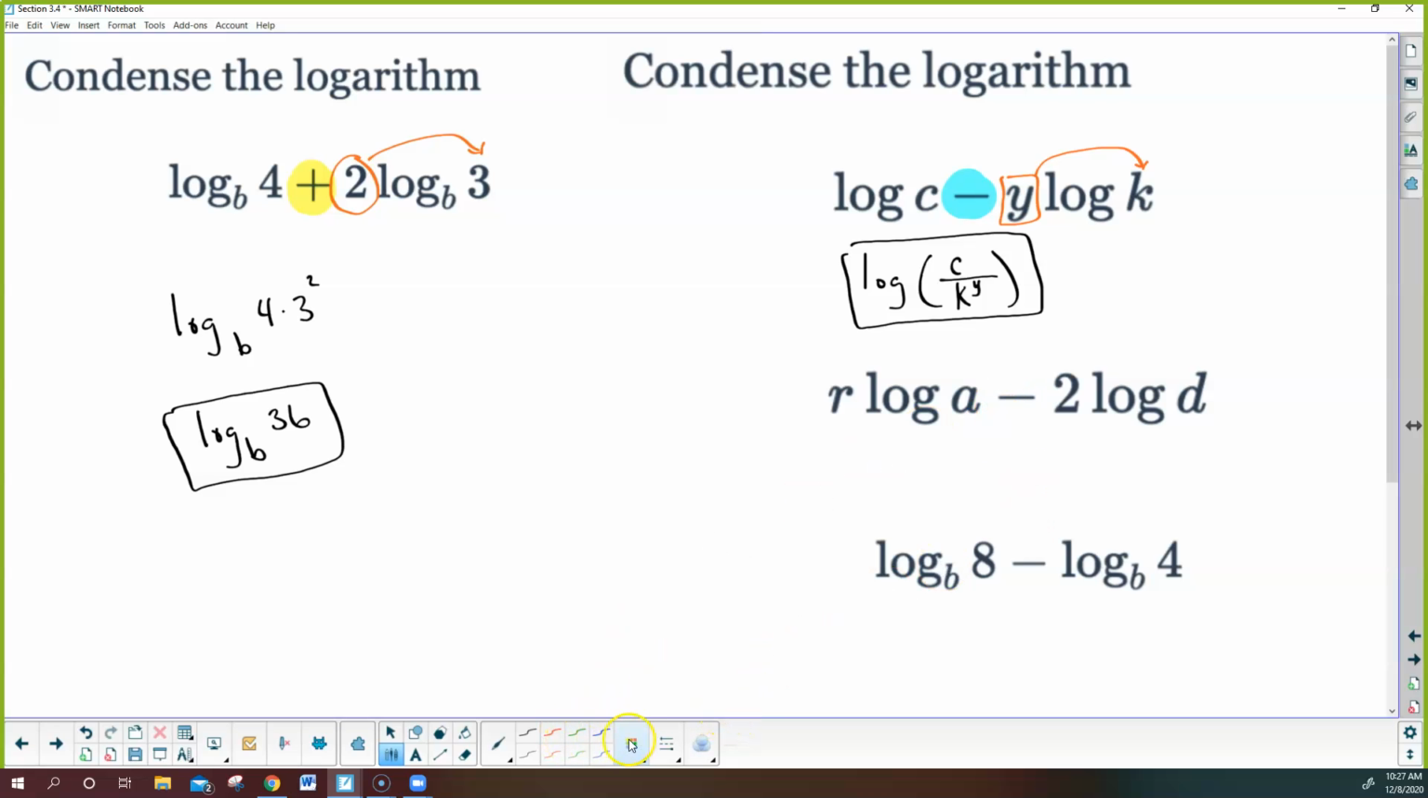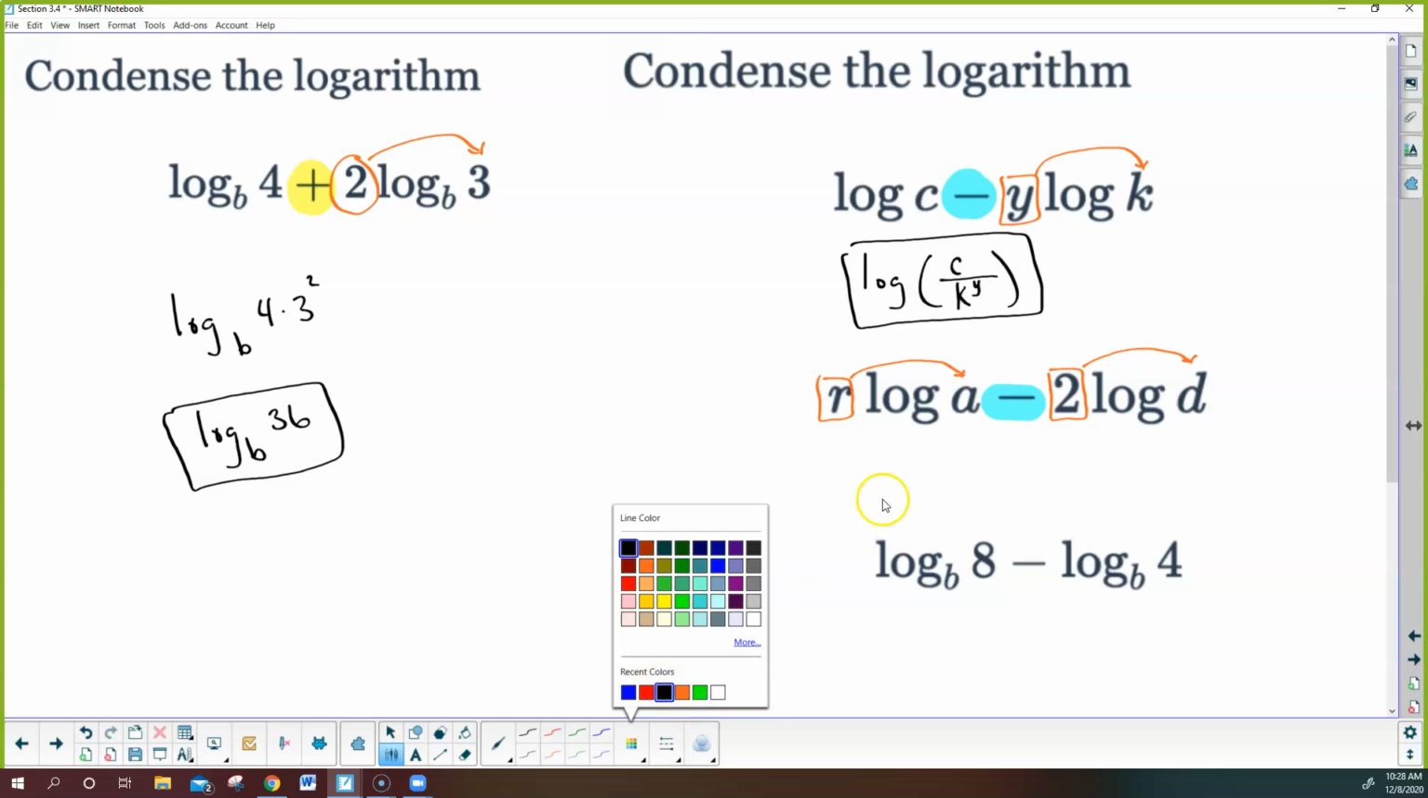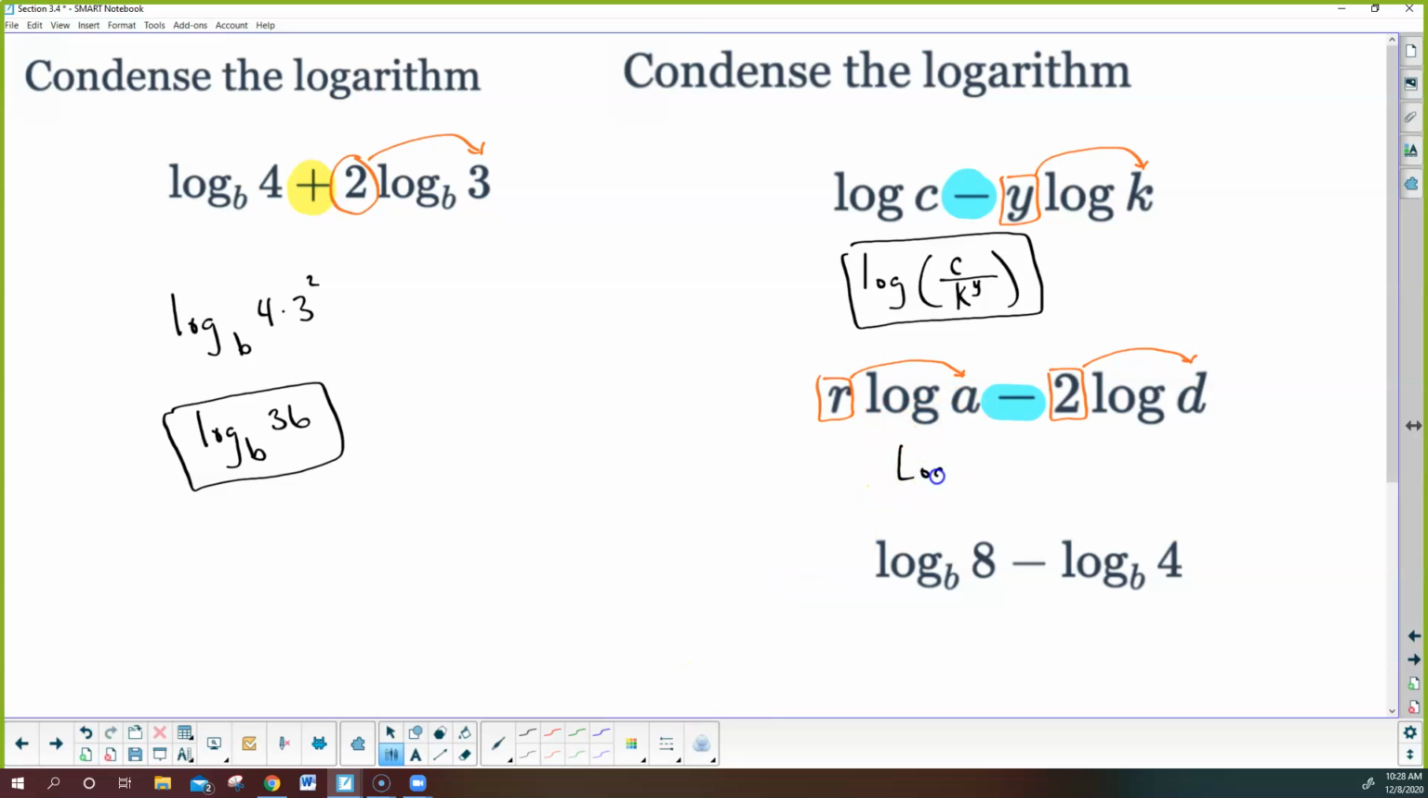All right. And then same thing with this one. We've got the r and the 2. Both of those are multipliers. They're multiplying the log, so they're going to go back into the exponents. And then I've got the subtraction, which ends up telling me that's the quotient. And quotient means division. So I'm going to take the log of a divided by d. But then remember, the r is the exponent of the a, and the 2 is for the d, and that's as far as we can go.